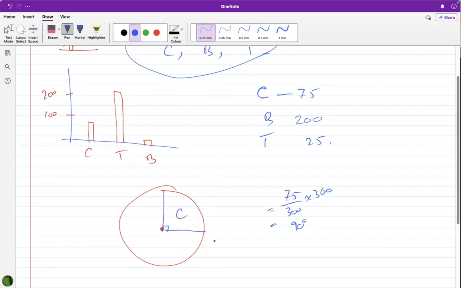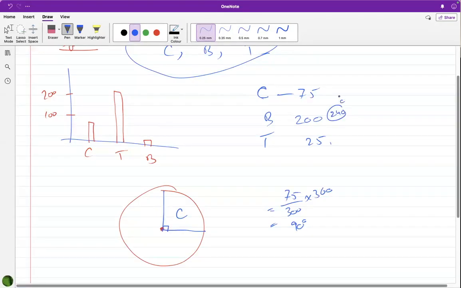This is 90 degrees, cricket, and for 200, 240 degrees would represent that, and for 25, 30 degrees. So if I just sketch a rough estimate, so that is tennis and that is badminton. Now these are different types. First we used a bar graph, or we can use a pie chart.